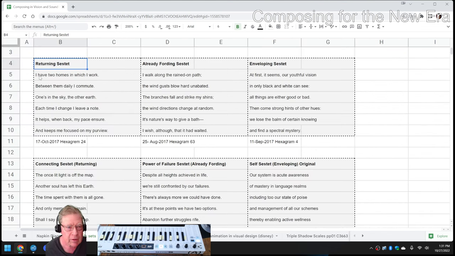And so, a way to express that lyrically was: I have two homes in which I work. Between them daily I commute. One's in the sky, the other earth. Each time I change, I leave a note. It helps me back my pace ensure and keeps me focused on my purview.